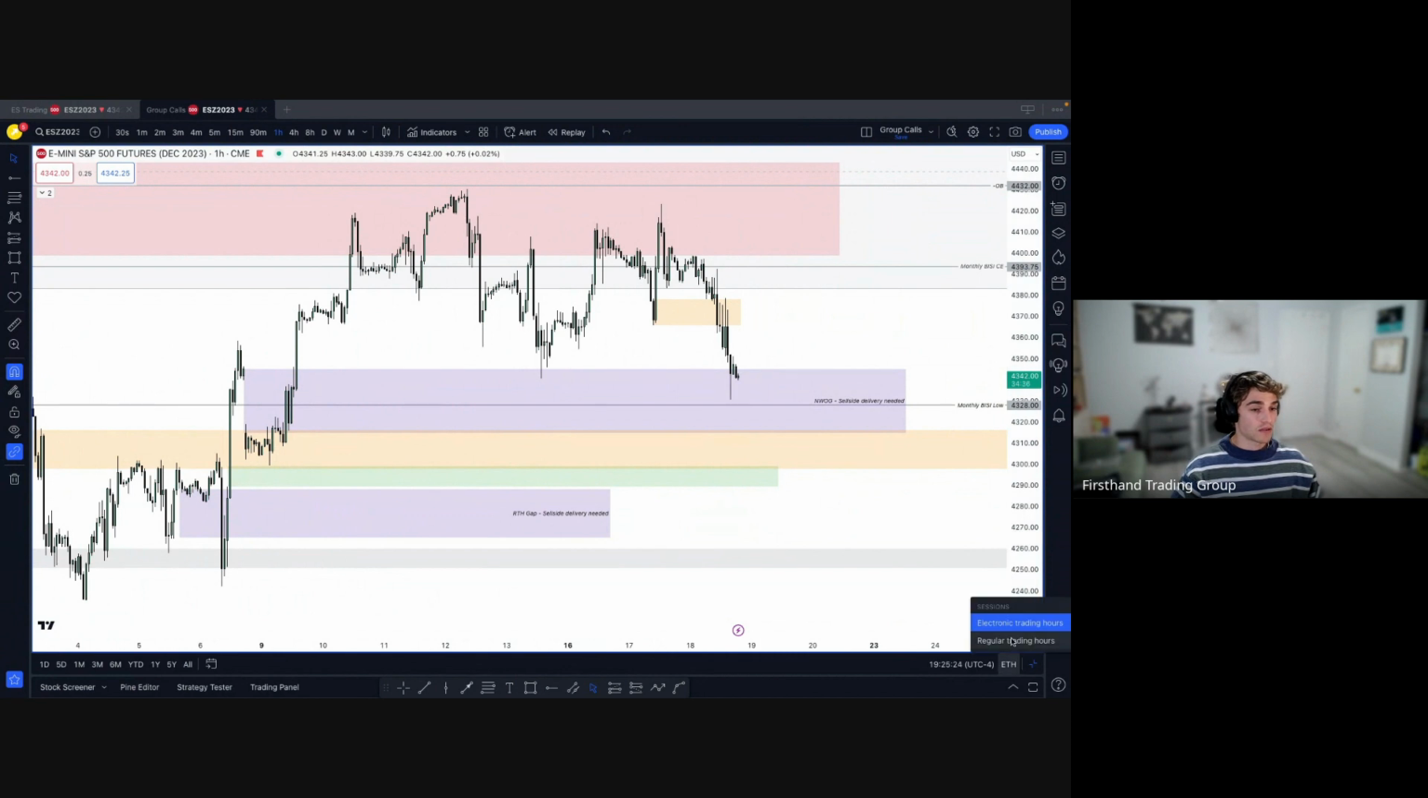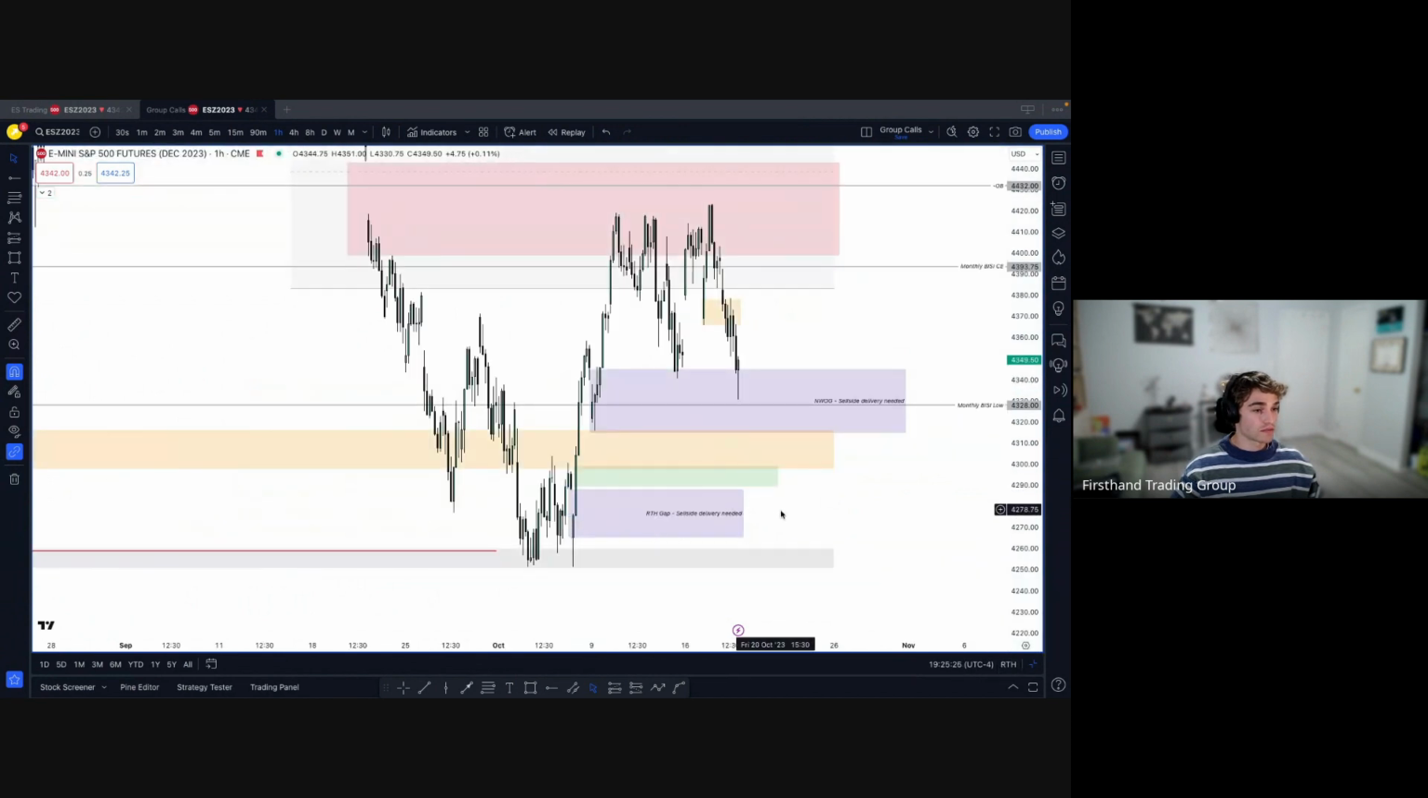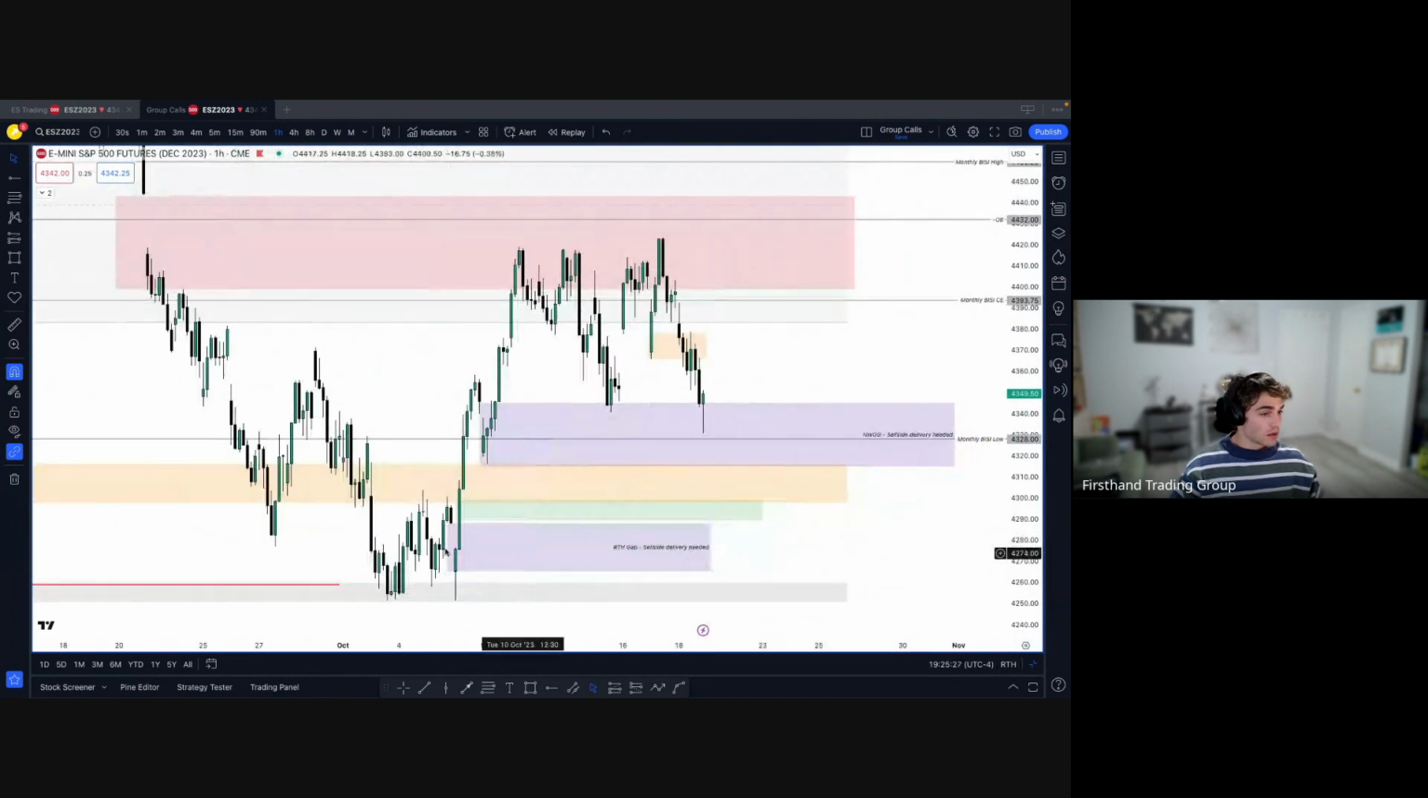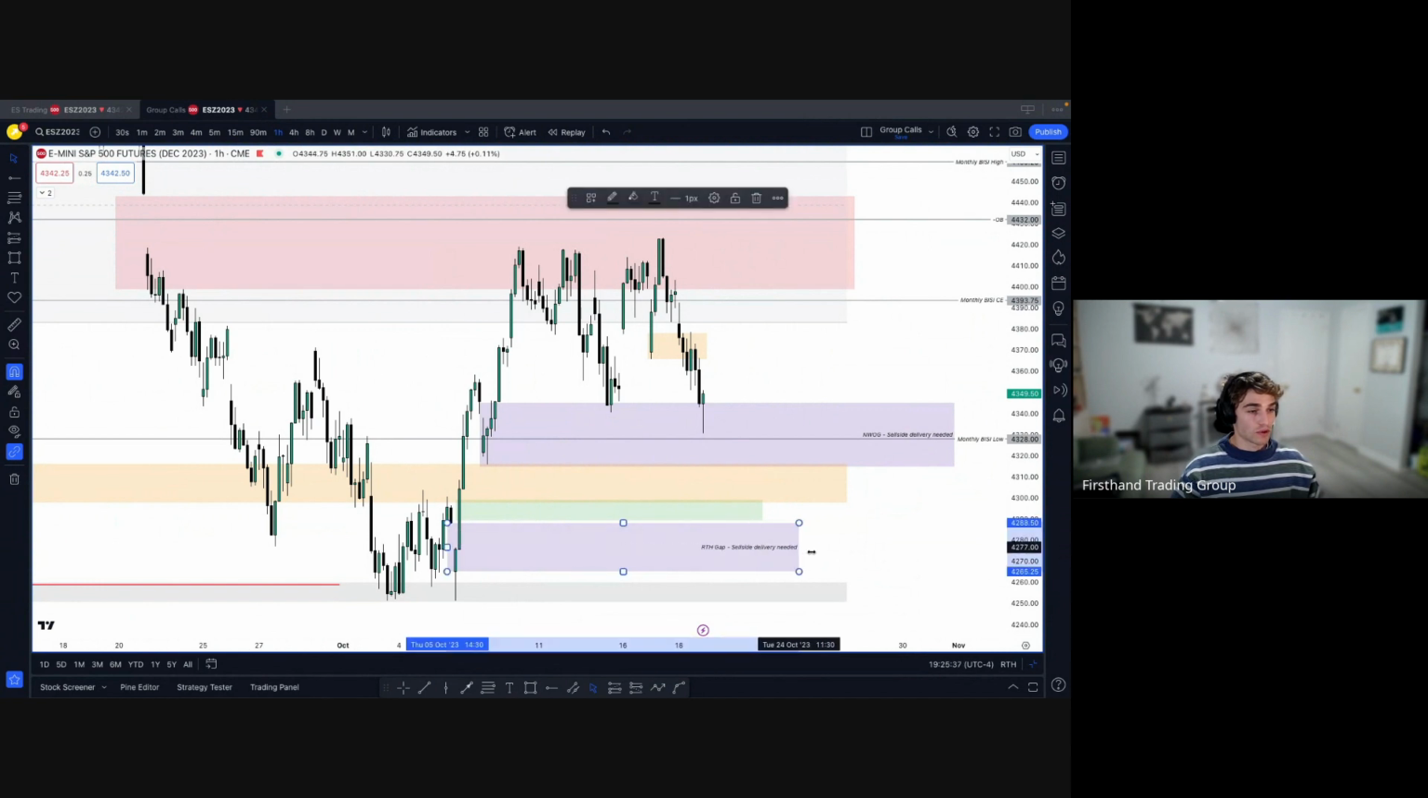And then looking at the regular trading hours, you can see we had this gap opening as well, which had only been redelivered on the buy side. And so looking for sell side as well as we trade back down toward the sell side resting below these lows.